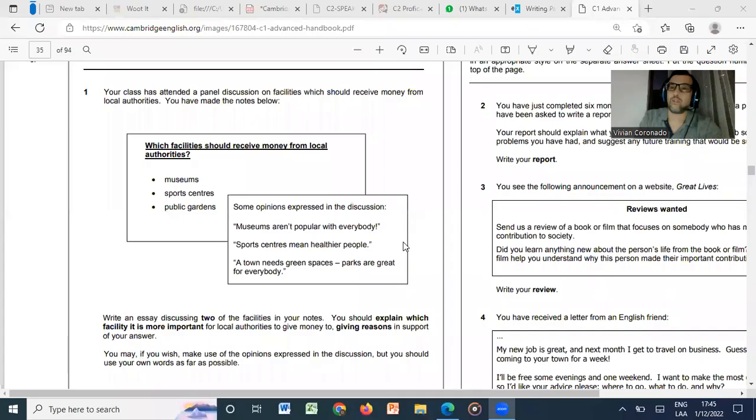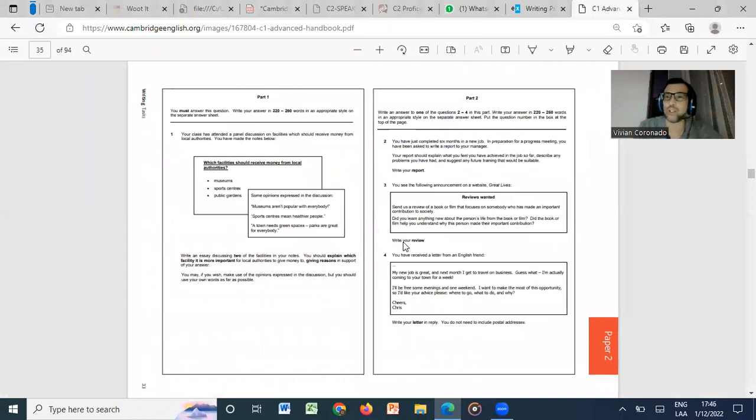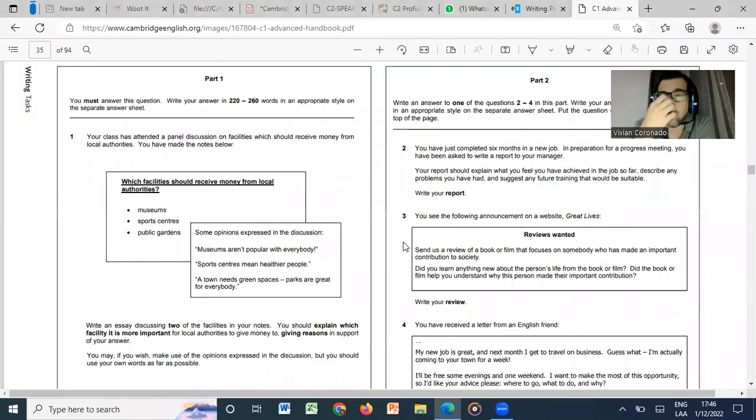Okay, so let's go very quick here. This is how the writing test is going to look. As you can see, in part one, we always need to write an essay. So here, this is the way that the essay looks. In part two, we only need to choose one.